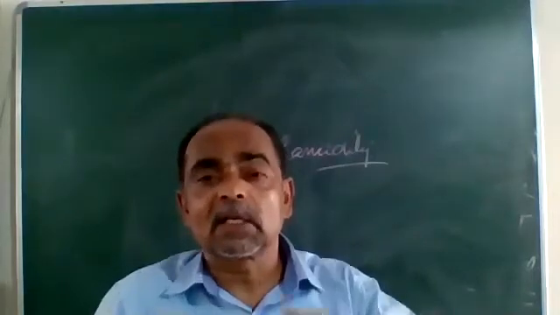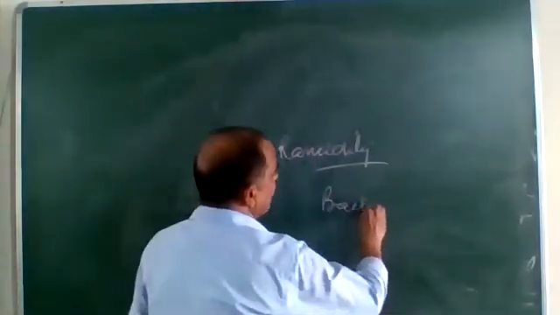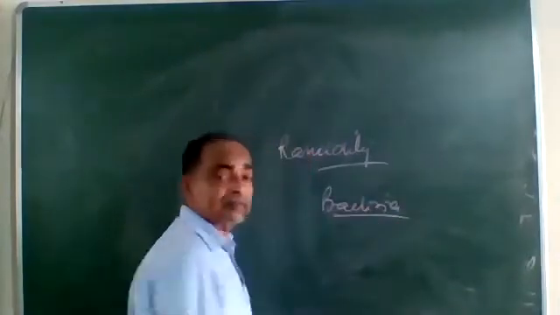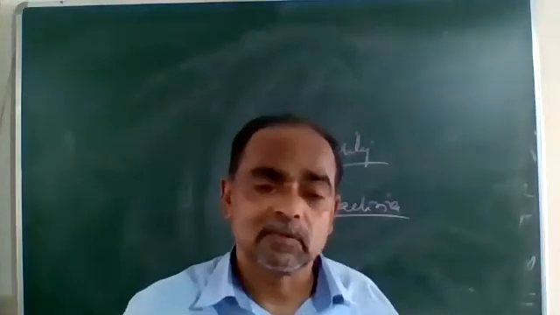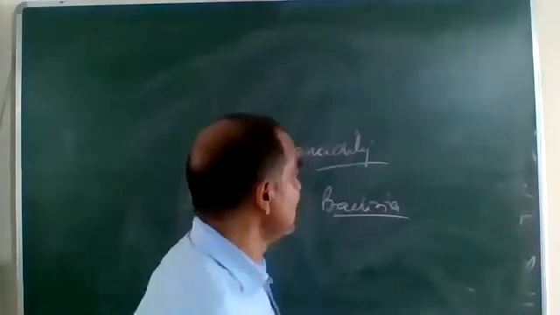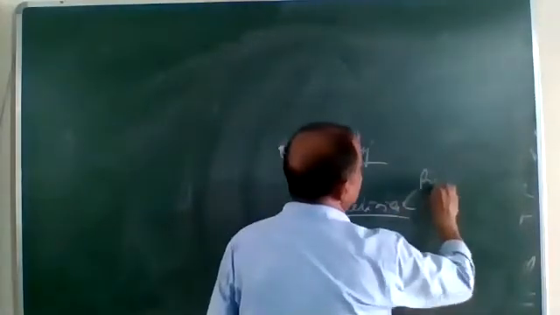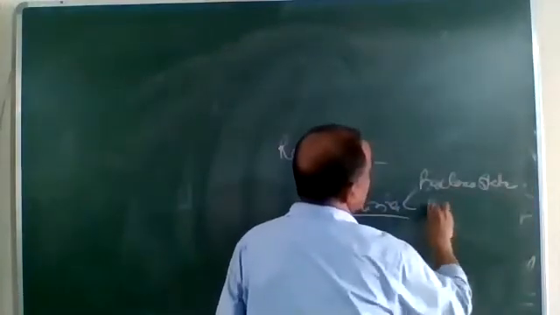To prevent rancidity, you must understand that food materials are getting spoiled due to the presence of bacteria. So we must make the bacteria inactive, or we must kill the bacteria. And that is why here we have bacteriostatic and bactericidal.